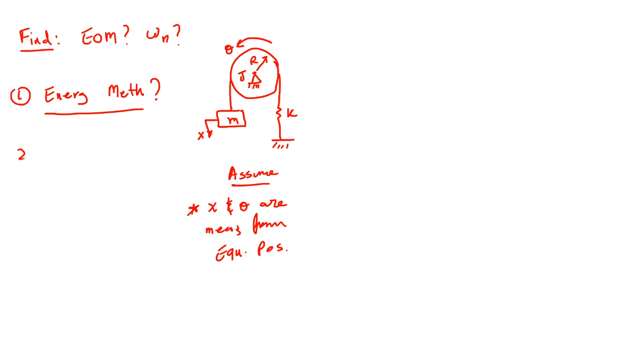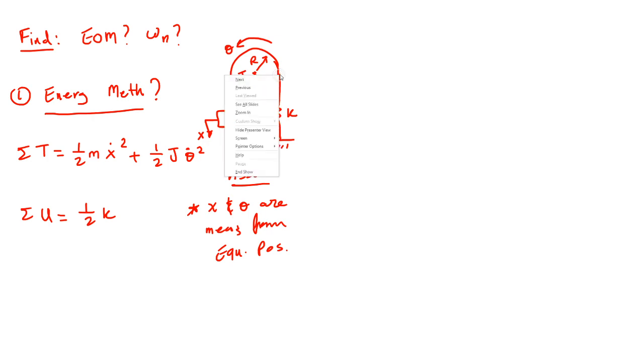What do we need for the energy method? As usual, we need to find the total kinetic energy and the total potential energy. Kinetic energy: look at the moving masses. We have two masses, the pulley and the small mass. The small mass, translational motion, half m x dot squared. The pulley has only rotation, no translation, so it's going to be half J theta dot squared. Good, that's all. Potential energy only from the spring, so it's going to be half k.